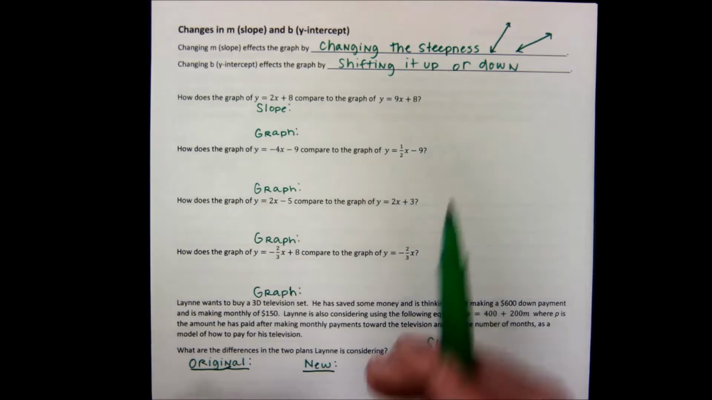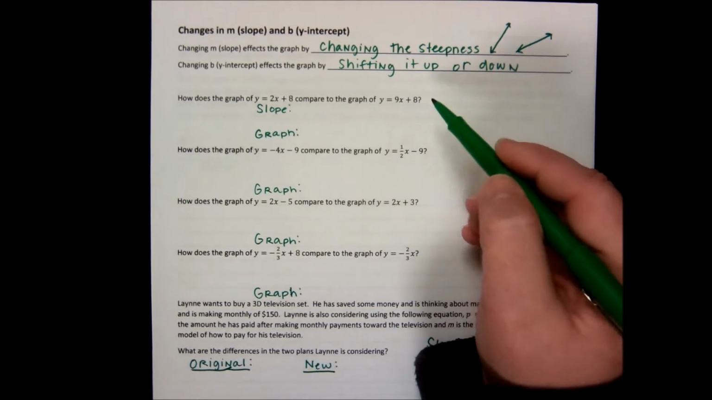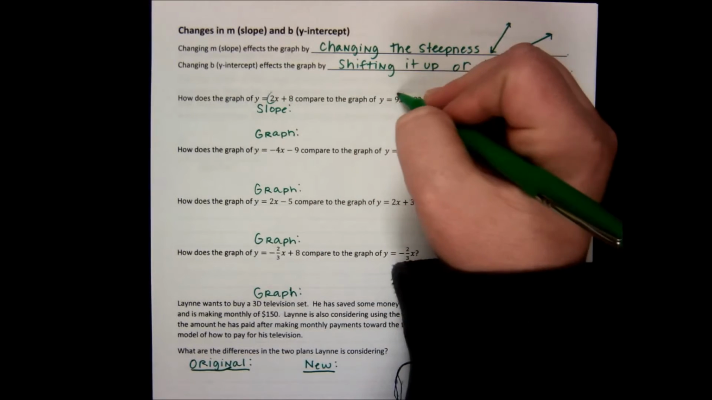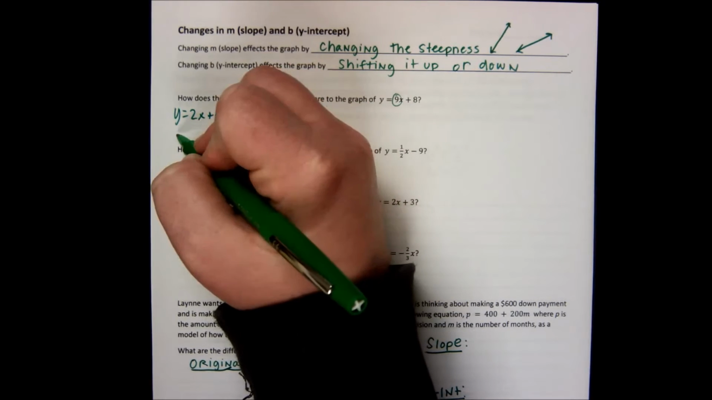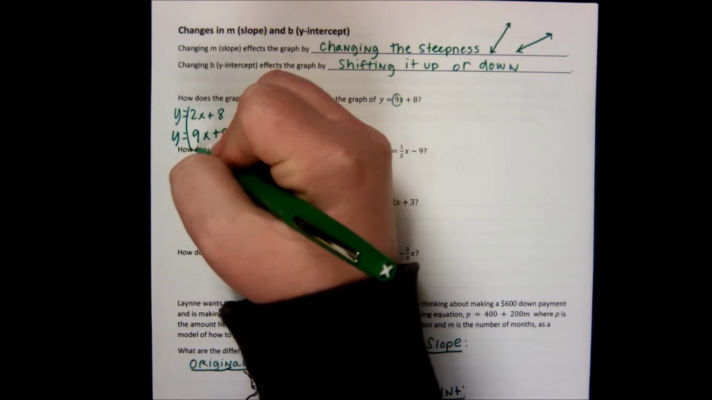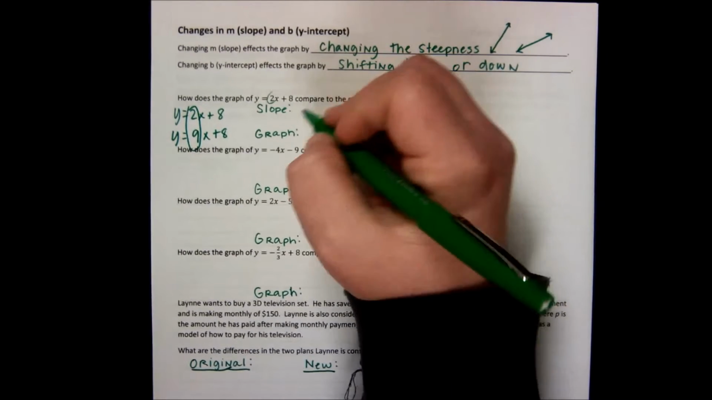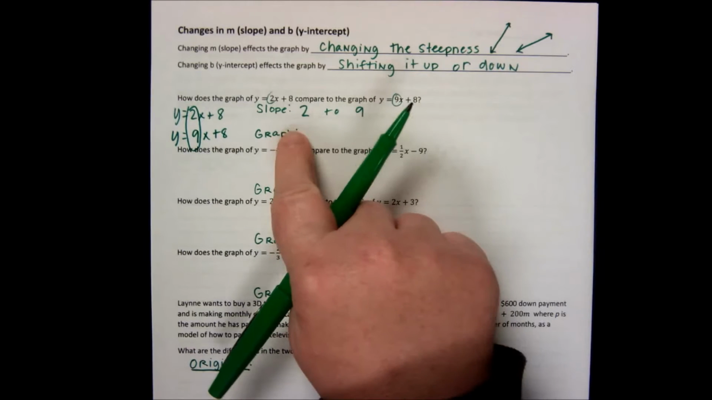Alright, so let's look at the first one. How does the graph of y equals 2x plus 8 compare to y equals 9x plus 8? I notice the only thing changing is the slope. The only thing changed was the slope, so the slope went from 2 to 9.